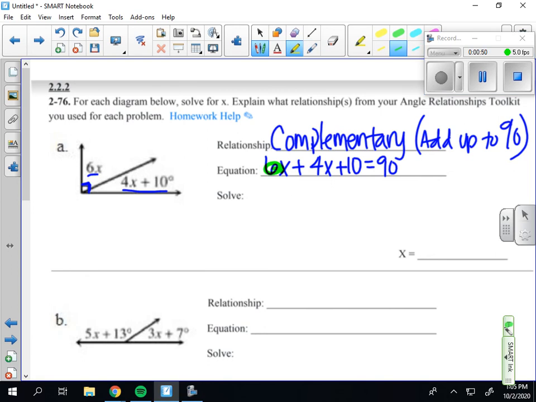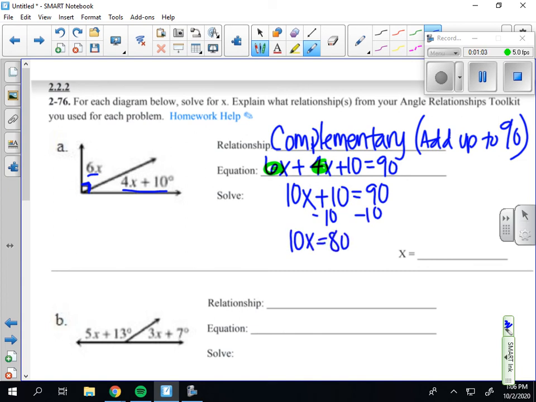So I'm going to combine my x's together, and that's going to be 10x plus 10 equals 90. Take away 10 from both sides, so 10x equals 80. And then to undo the multiplication, I divide. X equals 8.